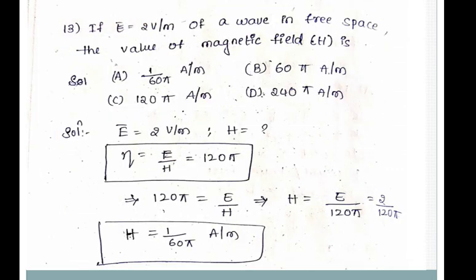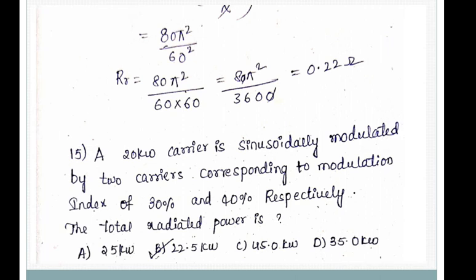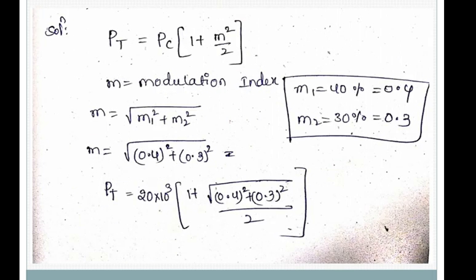And the formula for eta equals E by H, that is equal to 120 pi, where E is the electric field and H is the magnetic field. The radiation resistance formula is 8 pi square (dl by lambda) whole square, where dl is the dipole antenna length. And the last question is from communications. The total radiated power equals PC (1 plus m square by 2).